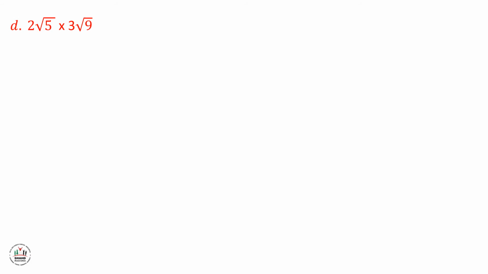2√5 times 3√9. We can take 9 out of the radical as 3, because 3√9 is equal to 3√(3²). Of course, we keep the first number as it is, 2√5. So now 2√5 times 3 is equal to 2√5 times 9. Now we multiply 9 by 2.